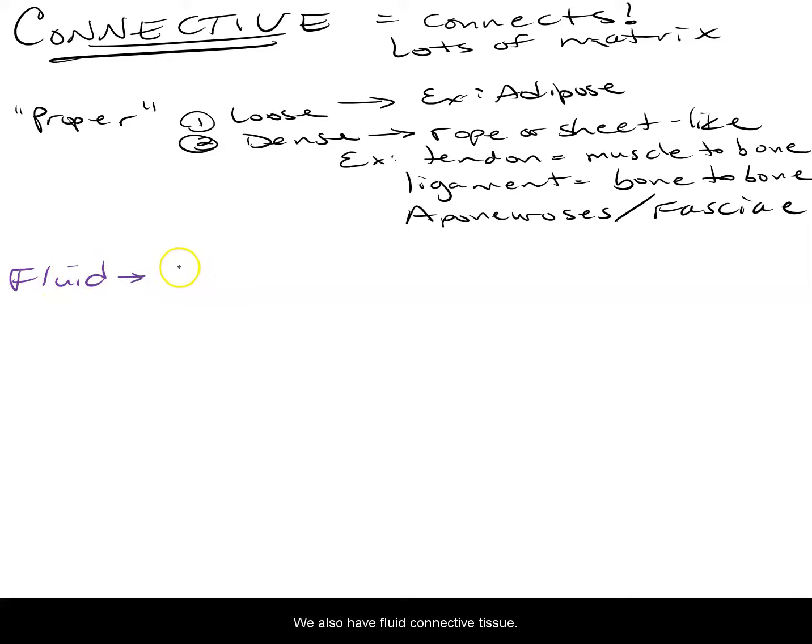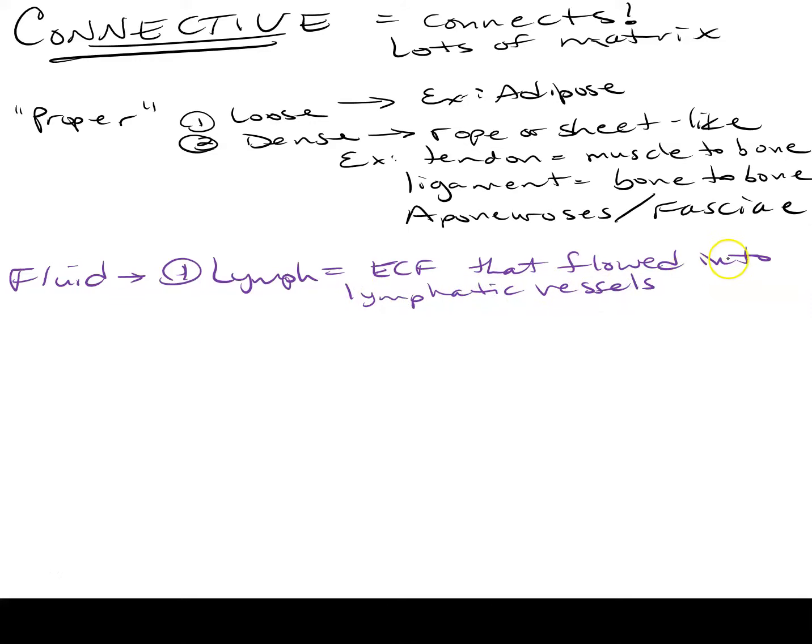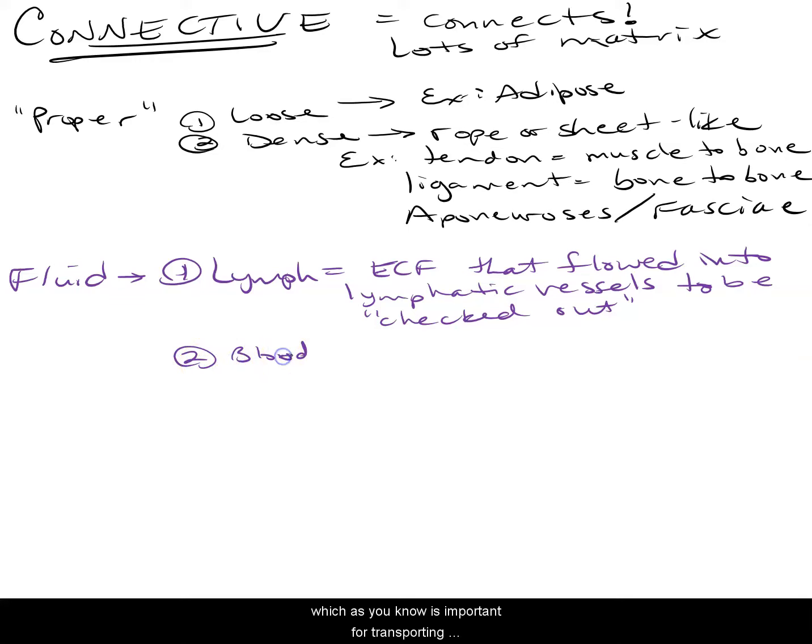We also have fluid connective tissue. Those would include lymph. Remember that lymph was extracellular fluid surrounding the cells that diffused into the lymphatic vessels. We then called it lymph, and it traveled through lymph nodes to get checked out for anything foreign, and then eventually would be dumped back into the circulatory system to become part of your plasma. And then we have blood, which, as we know, is important for transporting substances throughout the body.